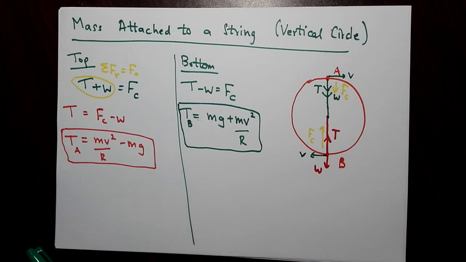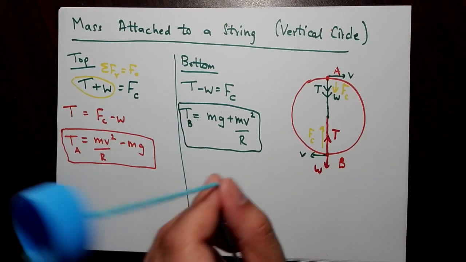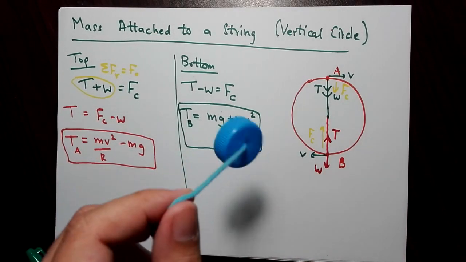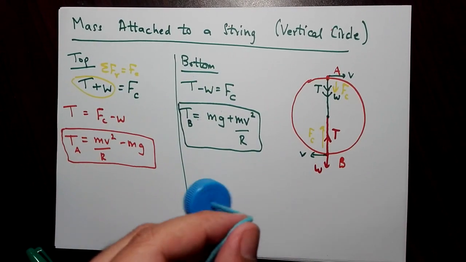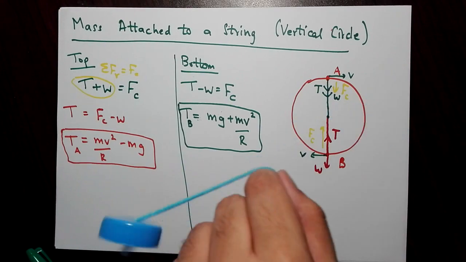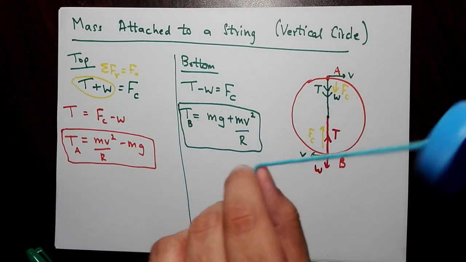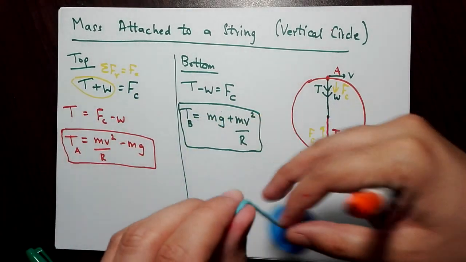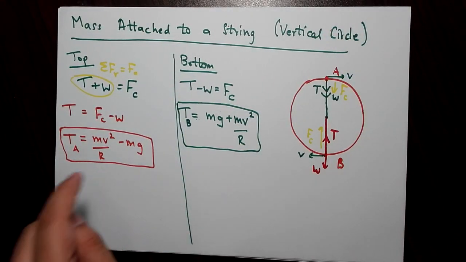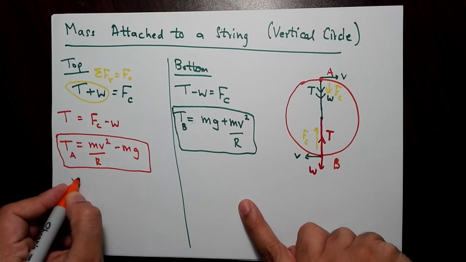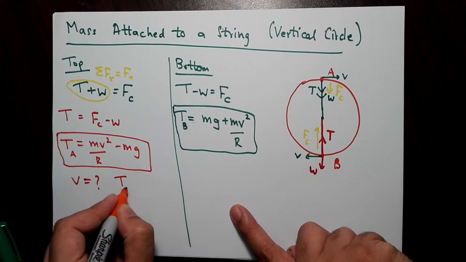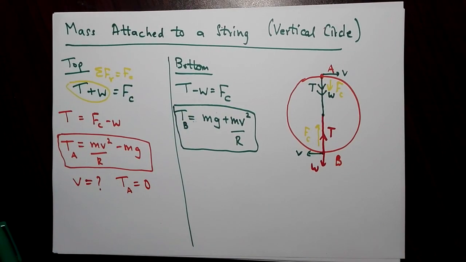Now, when you are rotating this object in this vertical circle, if I slow it down at some point, you can see that the string slacks. Slacks means that the tension goes to 0, right? So I can ask you this question: what is the speed with which I should rotate this so that the tension goes to 0 at the top? What is the velocity at which the string slacks, in other words, the tension at A equals 0?